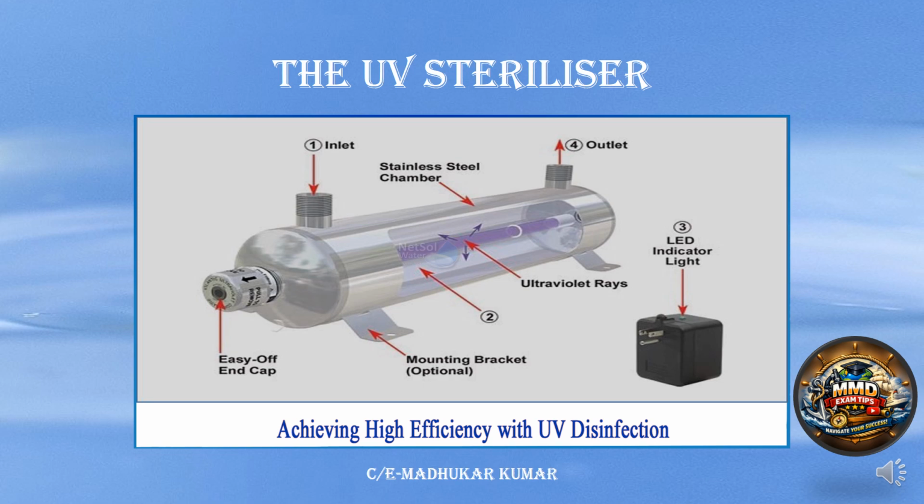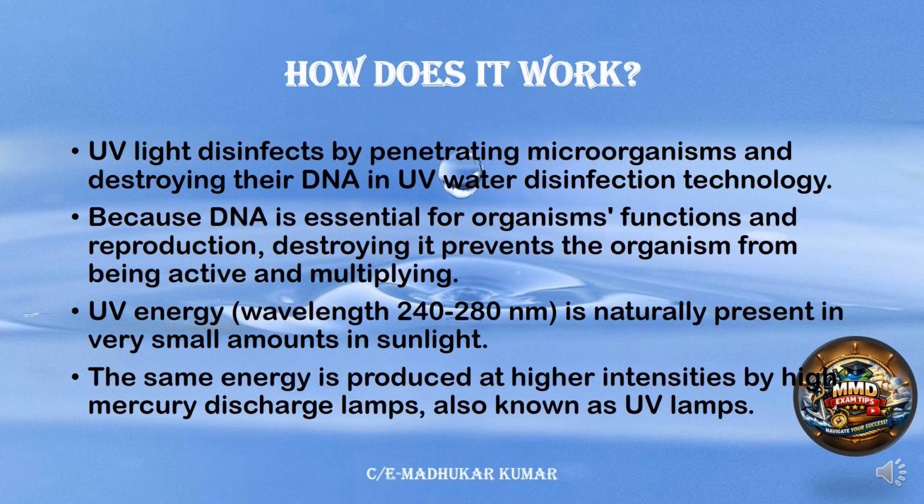This is also a diagram for your better understanding. How does it work? I have already explained, so I'm not going to explain further here. Just go through the explanation. UV energy with a wavelength of 240 to 280 nanometers is also present in sunlight. If you keep water in a transparent glass bottle, not a dark colored one, in the sunlight from morning to evening, and then drink that water, the microorganisms and bacteria will be killed. So this is also a process. We use the same with the UV lamp.